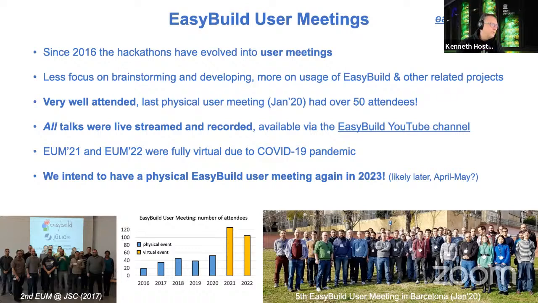Now, of course, the previous 2 events were fully virtual through Zoom and Slack due to the ongoing pandemic. But we think it's now safe enough again to have a physical EasyBuild user meeting again next year. And we are going to move away from winter time in Europe, just to hopefully avoid some of the trouble. So we're currently looking at April, May or something to organize the next meeting.